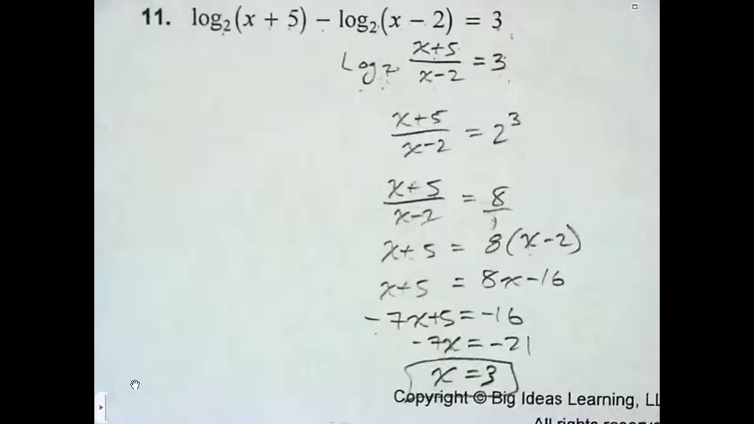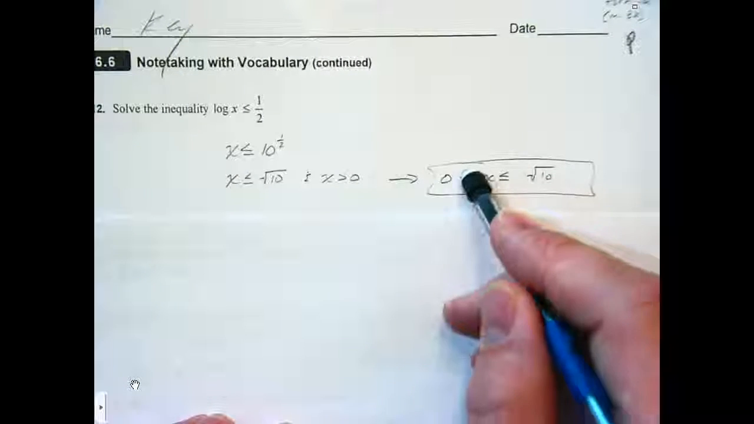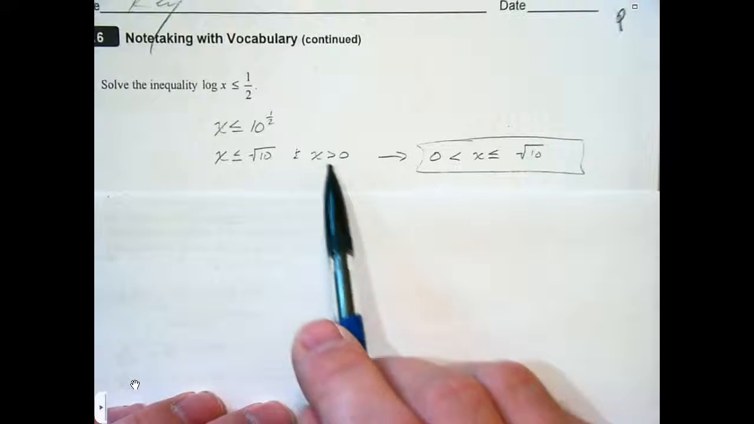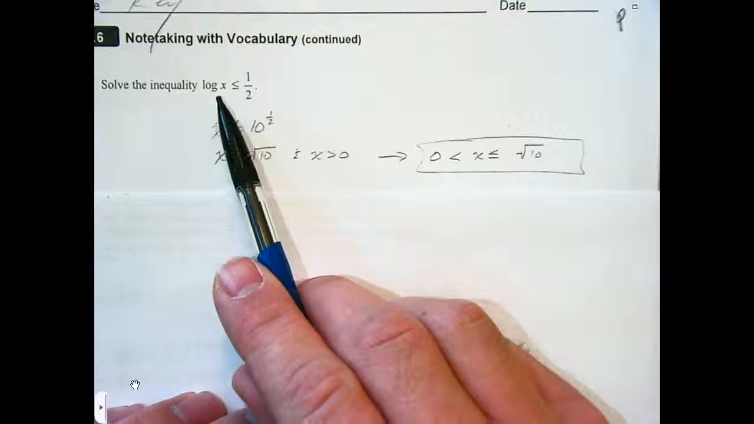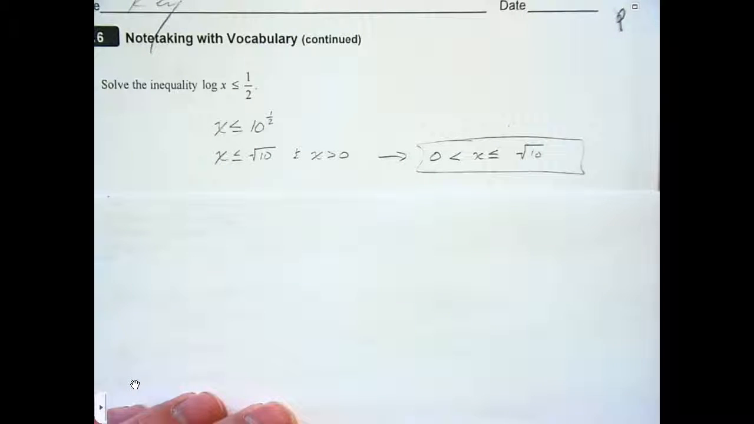Okay, number 12, we already did a bunch like it, so I'm just going to give the answer, and you can check it if you'd like. Just make sure you have that part where it has to be greater than 0, right? That's the piece we didn't talk about until today. We have to make that greater than 0 because we can't have a negative or a 0 log.